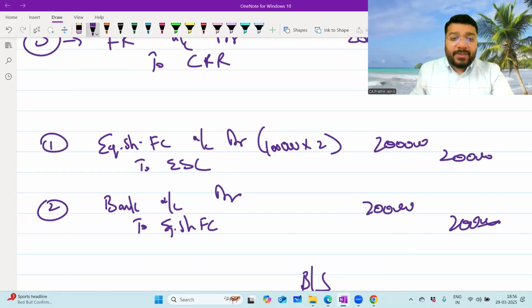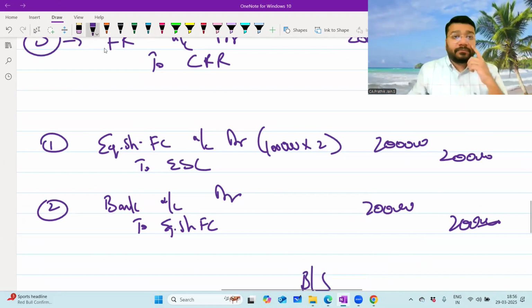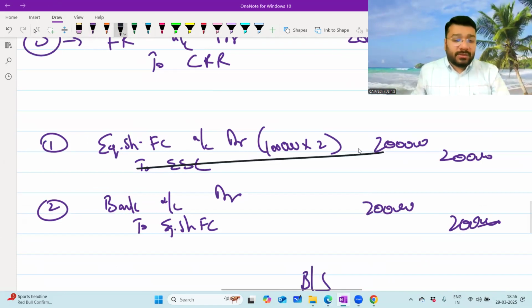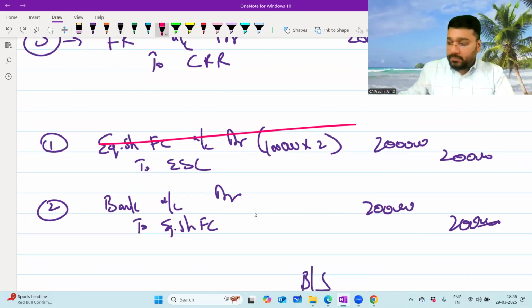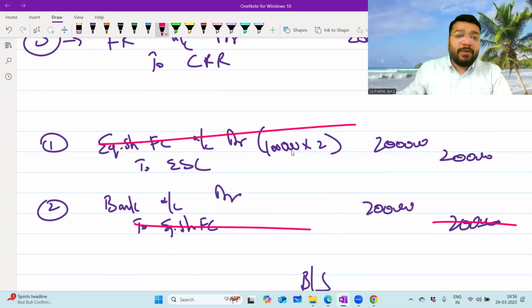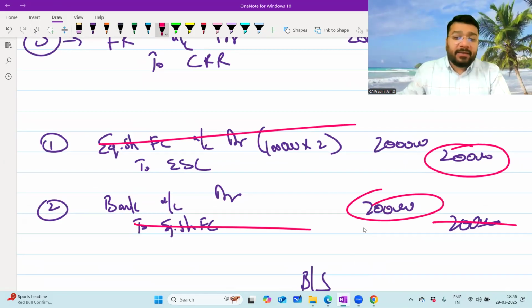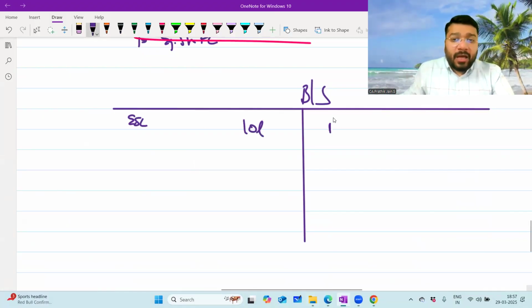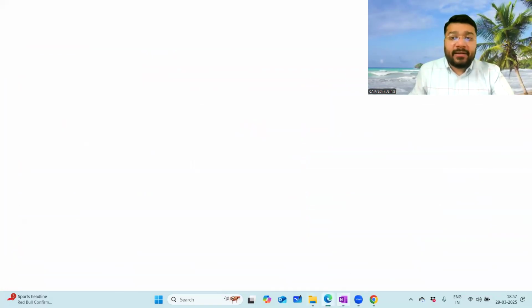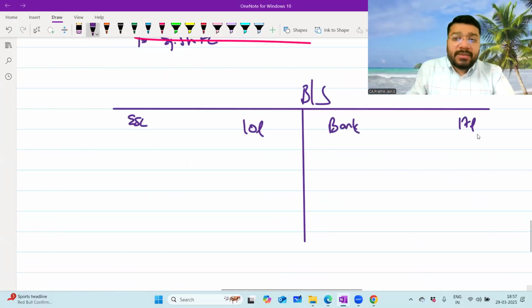So by that virtue, what happens here? Your equity share capital, yes, this and this have been closed. So what am I left with? Increase in capital, increase in the bank balance. How much is existing capital? 8 lakh plus 2, how much? 10 lakh. So equity share capital is 10 lakh. How much is the bank at present? 15, it now becomes 17 lakh.